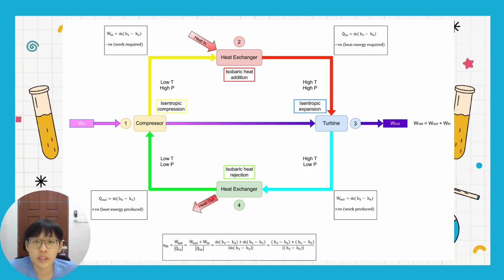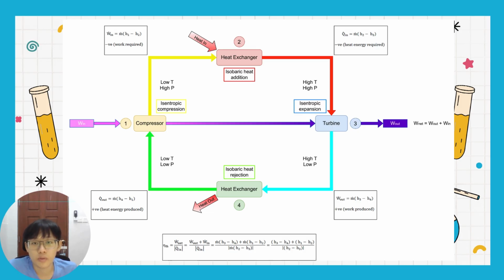And from 2 to 3, we are going to provide the heat so that the temperature of the gas will increase at constant pressure. So this process is isobaric heat addition. From 3 to 4, we have the turbine. So our high temperature and high pressure ideal gas will become low pressure and low temperature. So this one is isentropic expansion, and the entropy will be the same in this step.